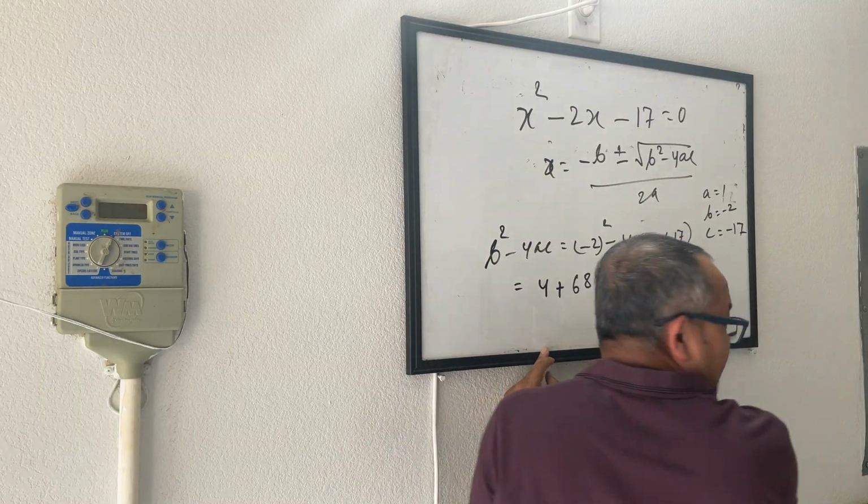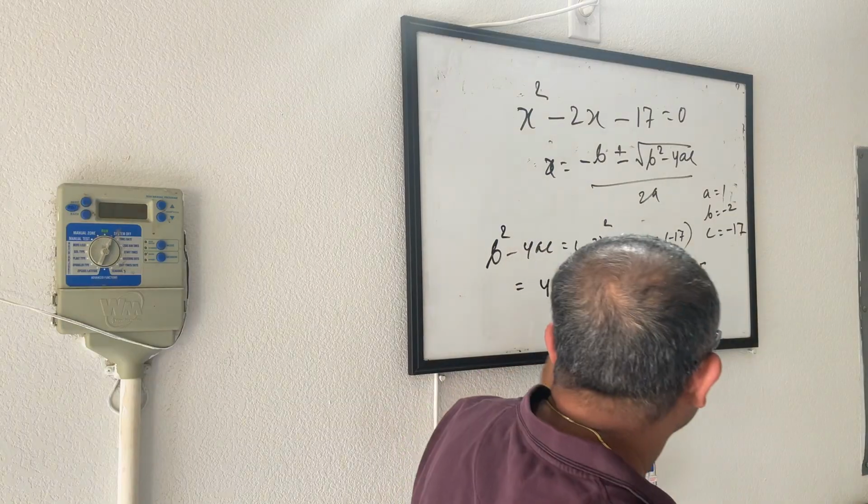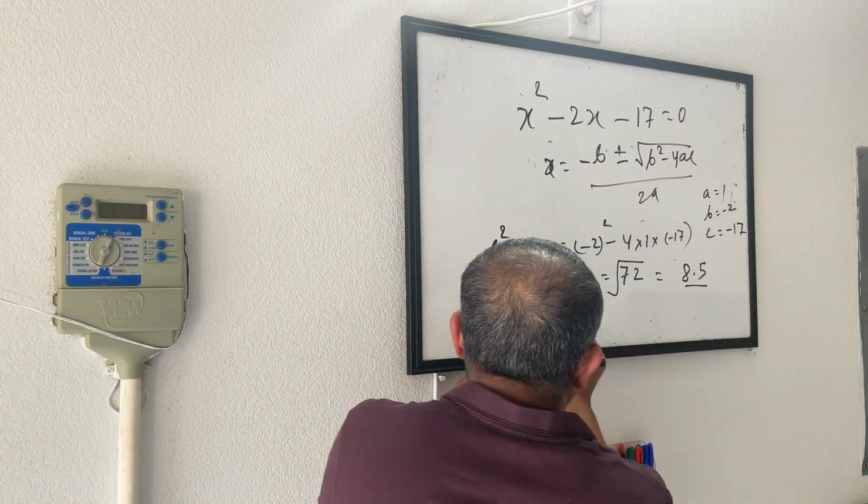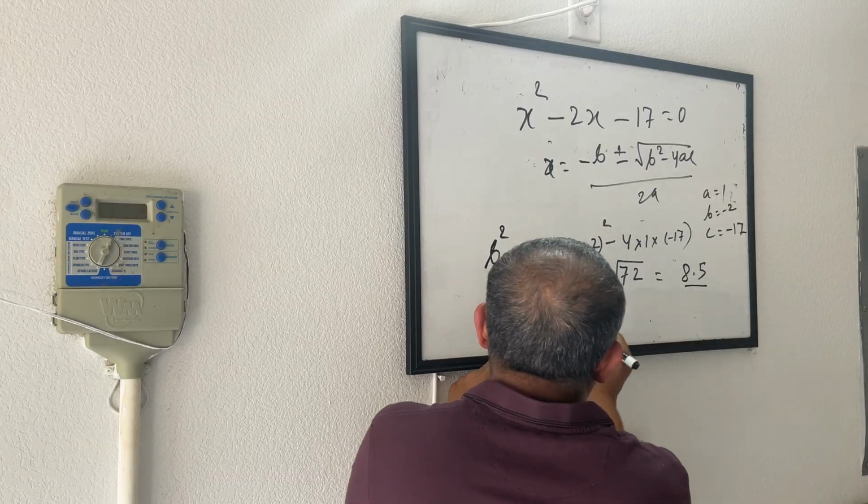8 times 8 is 64, 9 times 9 is 81. I'm just making it up, and you will have a calculator to find it out. So I got 8.5, let's say approximately. I will put that value here and say minus b.